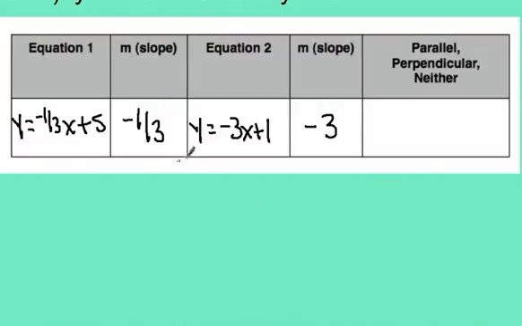For these two lines to be parallel, they'd have to have the same slope. Negative 1 over 3 and negative 3 are not the same. For them to be perpendicular, they'd have to be negative reciprocals, which means that they'd have to have opposite signs. Since these two have the same sign, they're both negative, we can say that these two lines must be neither.